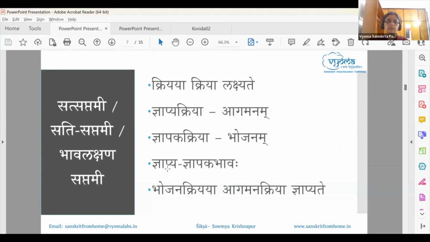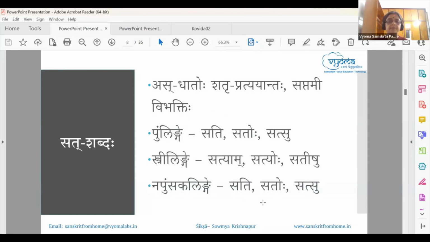So the two actions have a Jnapya Jnapaka Bhava. One indicates the time of action of the other action. Bhojana Kriyaya Agamana Kriya Jnapyate. The Bhojana Kriya indicates the time of Agamana Kriya.